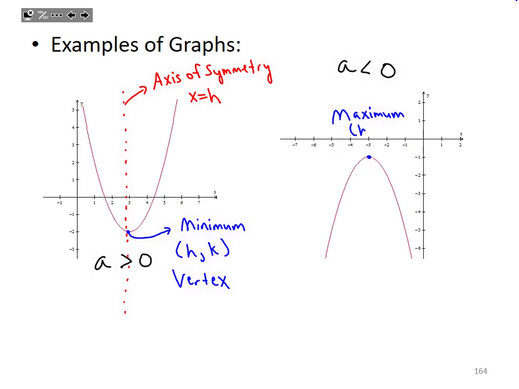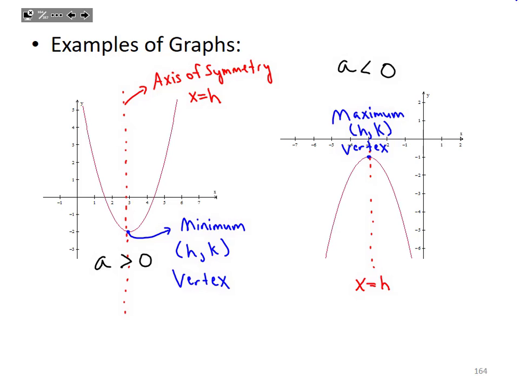But it is still our vertex. It's still at that h comma k, determined by your shifts, whether it moved left or right, or whether it moved up or down. You're going to know where your vertex is immediately. And so that point there, we're going to call that vertex. And again, we still have that axis of symmetry that runs right through that vertex, that vertical line x equal h. So those are the main pieces of quadratic functions: the two basic shapes, how you find that vertex and that axis of symmetry, and then that value for a telling you whether it opens up or opens down.